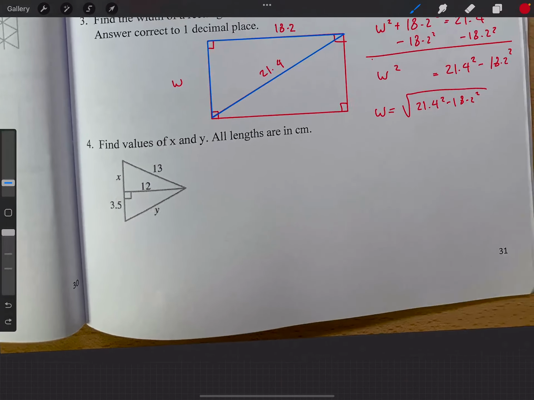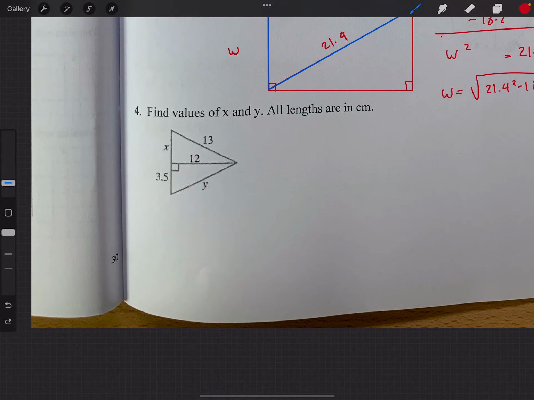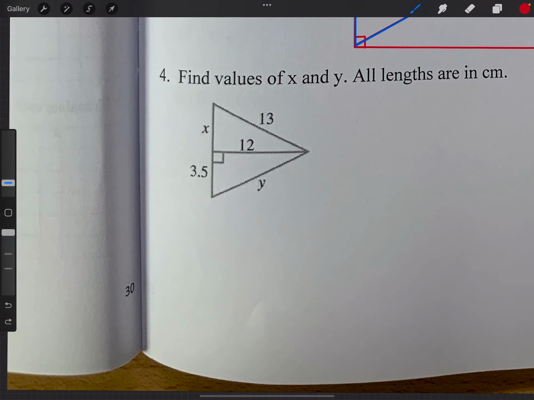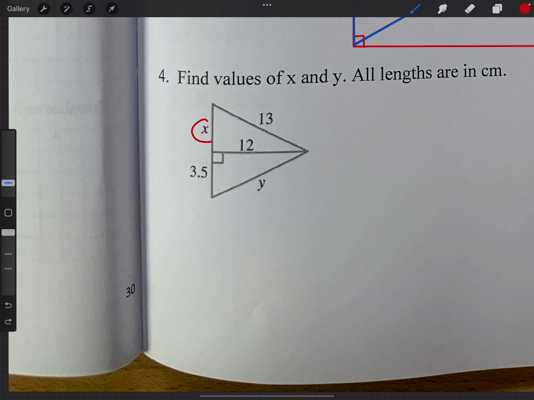Okay. Next we have find the values of x and y. Lengths are in centimeters. Okay, x. So I can find out x using the Pythagorean triples. I know that there's a Pythagorean triple of 5, 12, and 13. I've got 13 as the longer side, 12, this must be 5. Now if I have that as 5, I can use, what else can I say? Okay, I can use maybe this one here.